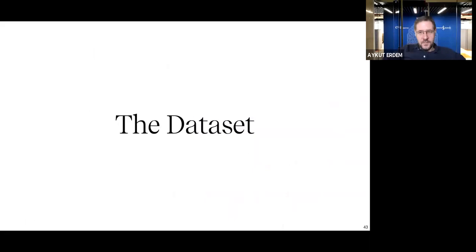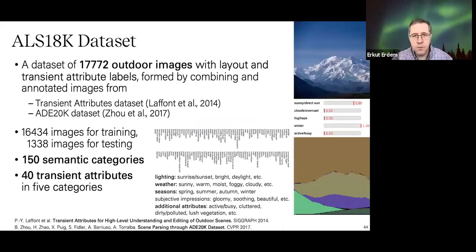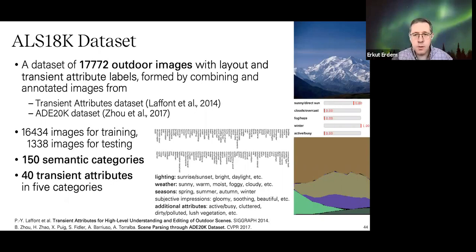Of course, for any learning problem, the dataset is of utmost importance. And for that purpose, in our work, we created a new dataset. We combined and annotated images from two popular natural scene datasets. At the end, we have around 18K images, which contain 150 different semantic categories in their semantic layouts and 40 transient attributes.